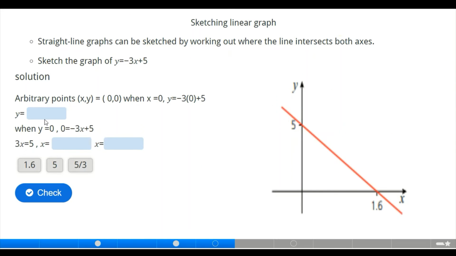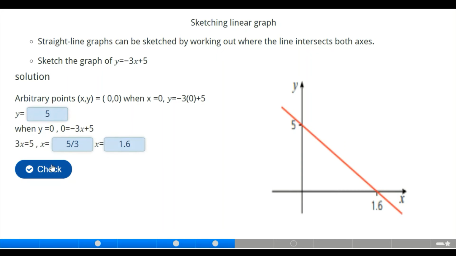So quickly, let's drag the right answers to what we have here. Minus 3 times 0 is 0, plus 5. So when x is 0, y is 0 plus 5, which gives us 5. And when y is 0, x is 5 over 3, and 5 over 3 will give us 1.6.